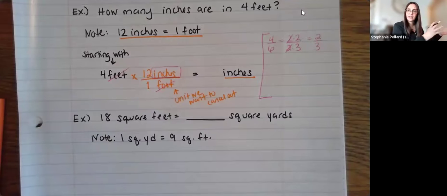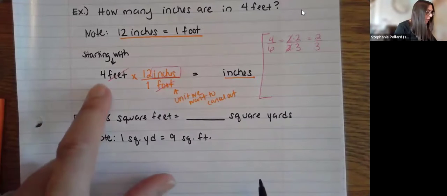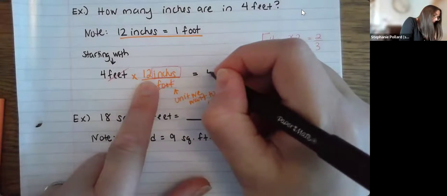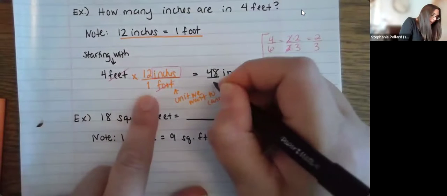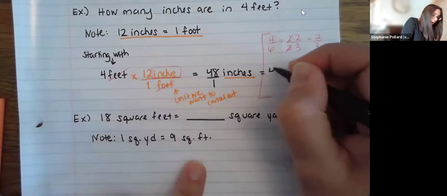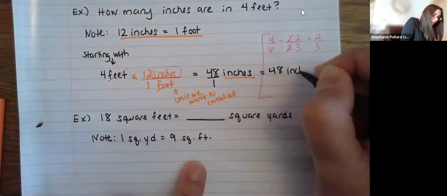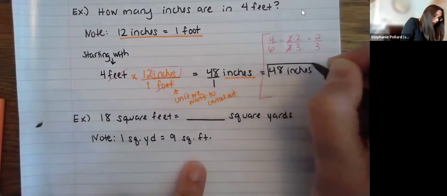Now what happens is everything else multiplies across. So here I have 4 times 12, which is 48. On the bottom, I just have a 1. And of course, 48 divided by 1 is just 48. So our answer here is 48 inches.